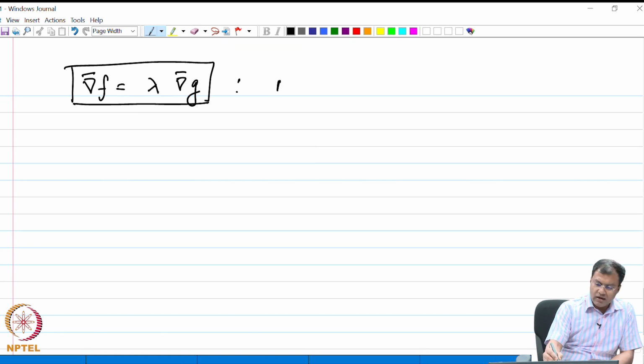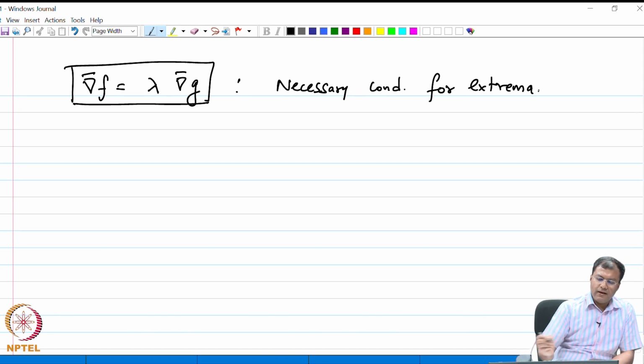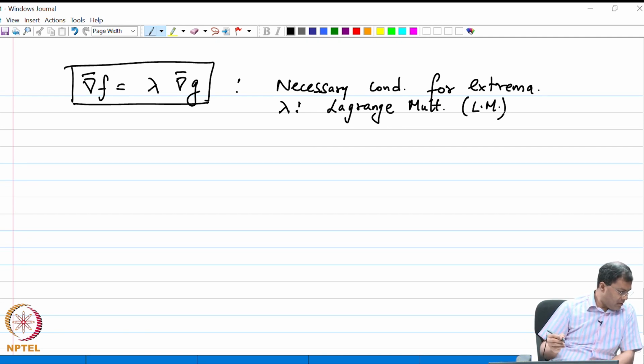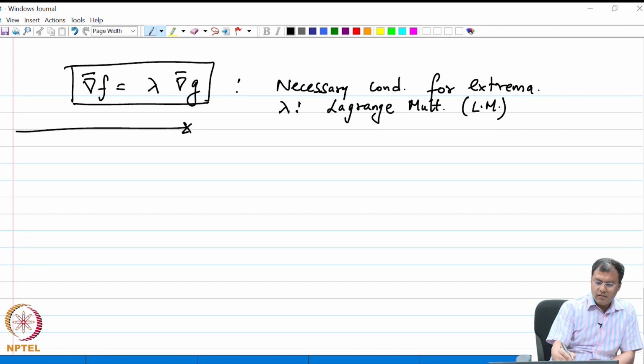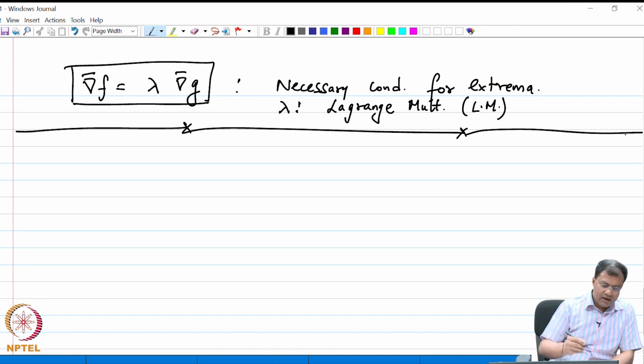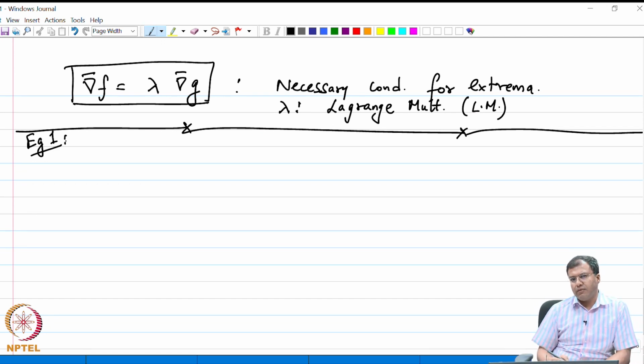Okay. So, this is the necessary condition for extrema, where my constant of proportionality is my Lagrange multiplier, or the LM method. Okay. So, then let us look at an example to see how this method works, right.